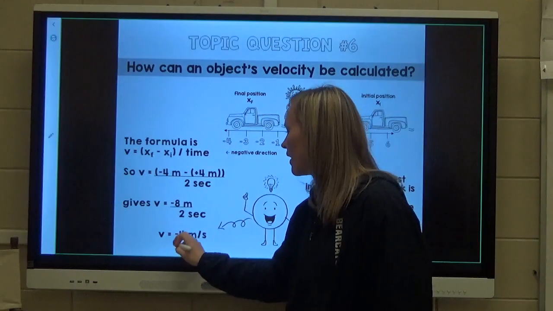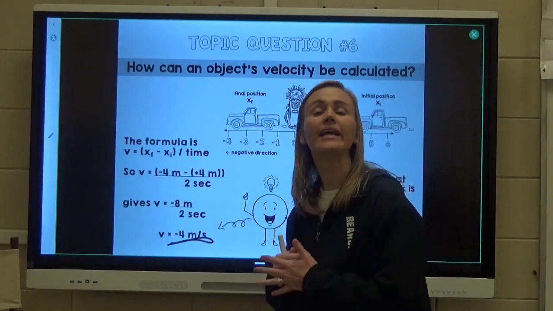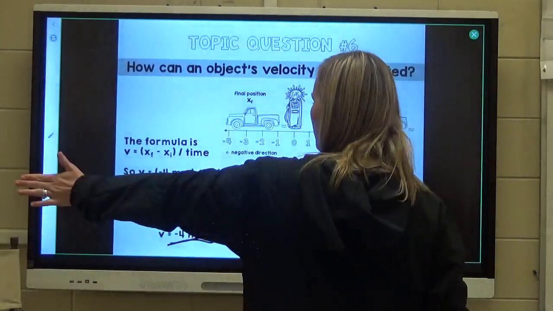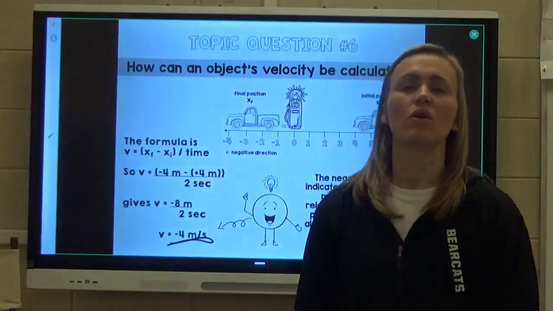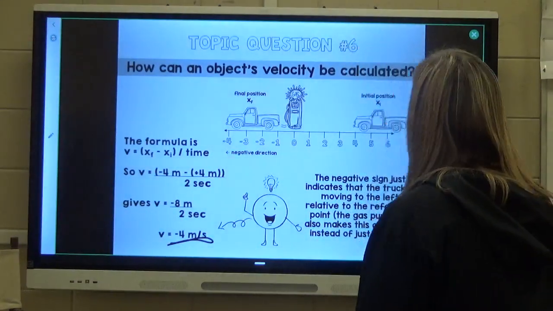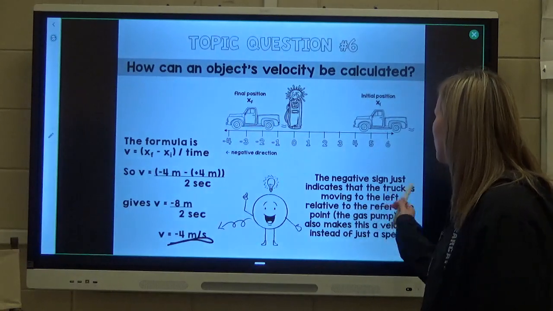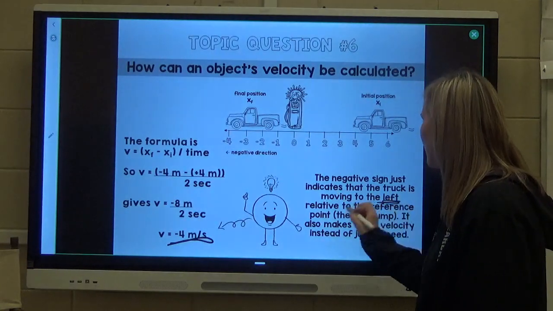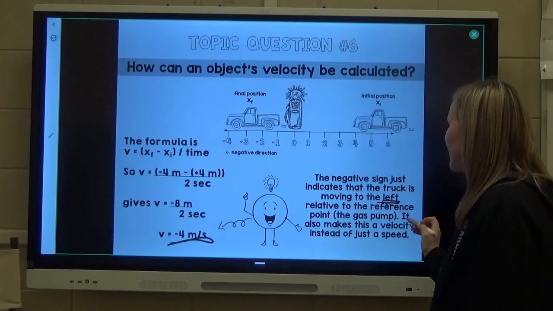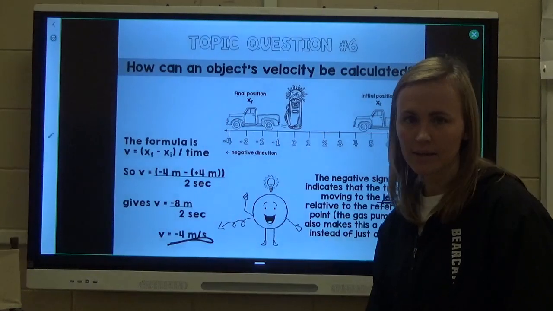Now, you might say, that doesn't really tell us direction, but it does, because we're looking at a number line. Anything that's negative is going in what direction? To the left. If it's going in the positive direction, it's going to the right. So the negative sign just indicates that the truck is moving to the left, relative to the reference point, aka our gas pump. It also makes this a velocity instead of just a speed.